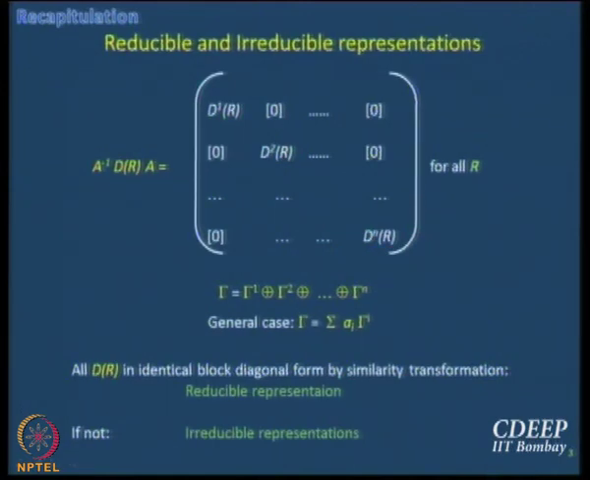So, the definition is this: if you have a representation in which all the transformation matrices, what is D(R)? I hope we have not forgotten. D(R)s are the transformation matrices, the transformation matrix for the symmetry operation R. So, if all these transformation matrices can be made to take up identical block diagonal form by some similarity transformation, then we call it a reducible representation.